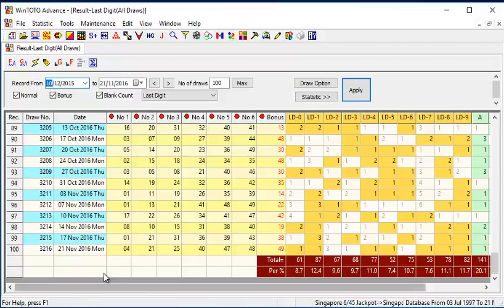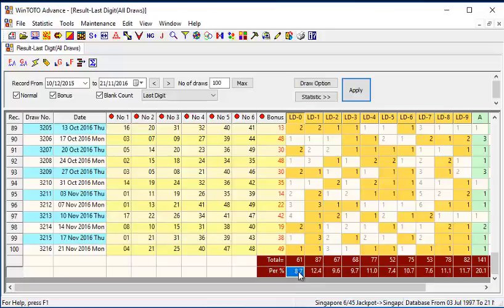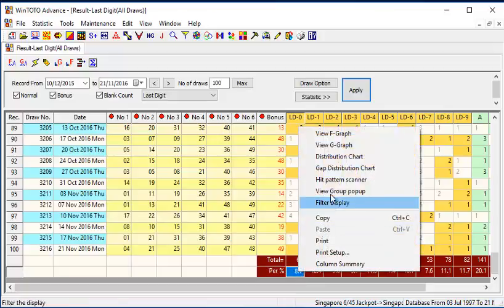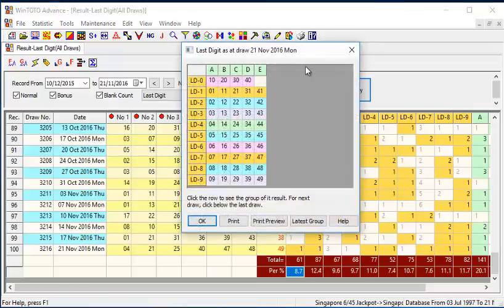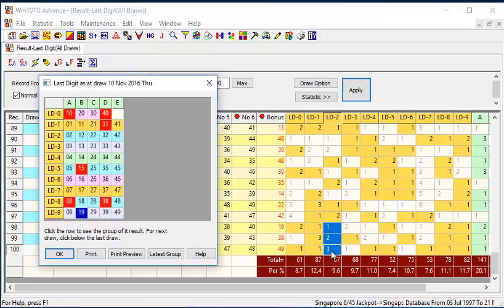Okay, now I'm going to show you something very important. Let me click on this thing called the last digit. What does last digit stand for, for those who have just joined us? Last digit means we are referring to the last numeric digit. From here you can see that one particular digit has already gone missing for 3 draws. It happens to be LD2.